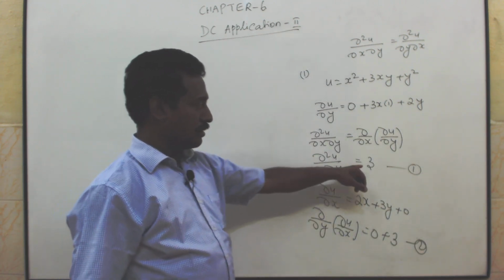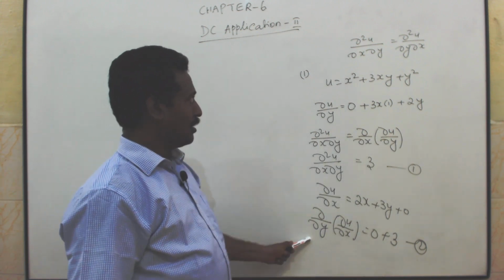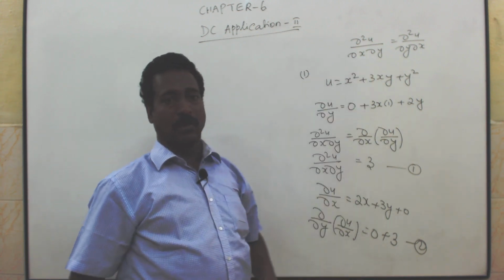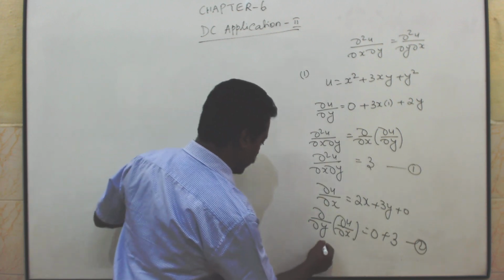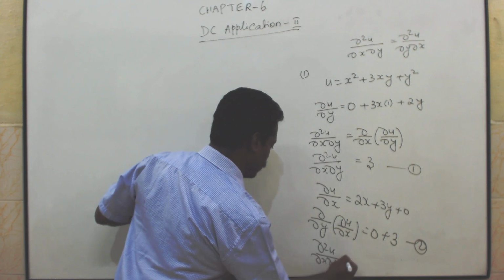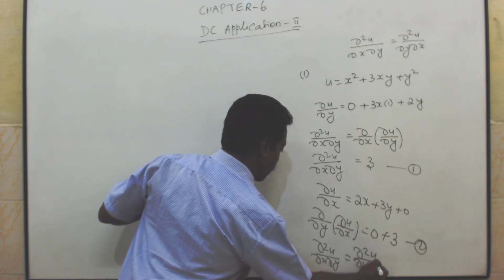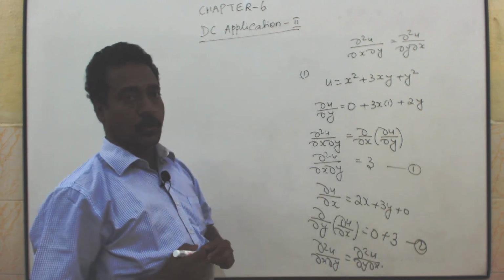See the values, both are same. Therefore, dou square u by dou x dou y equals dou square u by dou y dou x. Hence proved.